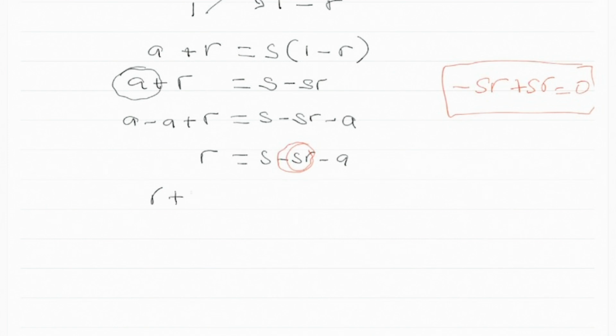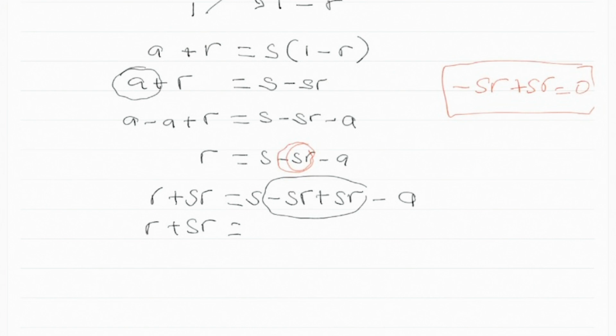So you say R plus SR, which is the additive inverse of minus SR, is equal to S minus SR plus SR minus A. This will give you R plus SR is equal to these. They will be eliminated, meaning that minus SR plus SR, you get a 0. So you remain this side with S minus A.